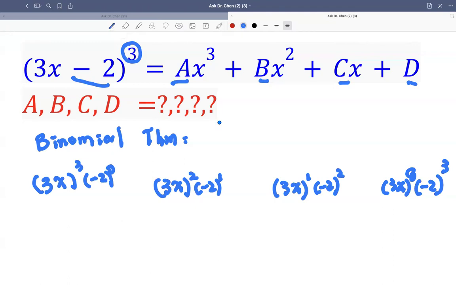Anyway, -2 raised to 0 is just 1, right? 1 in multiplication doesn't contribute anything, so we can ignore it. And also 3x raised to 0 is 1, so we can ignore this. Now, what's missing is a coefficient. Well, that's plus, right? We have 4 terms, and it's a plus.